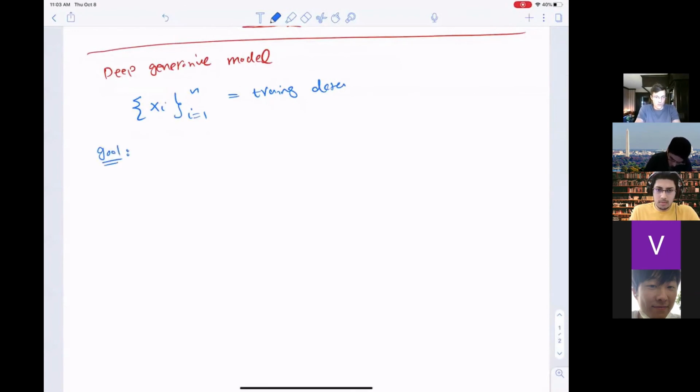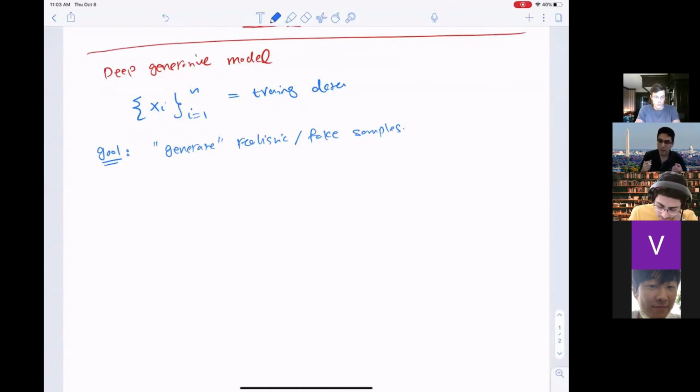Learn a function to generate realistic but fake samples. So I want to be able to generate samples that look like my samples in the training set, but they are in fact new samples. So why is this important?